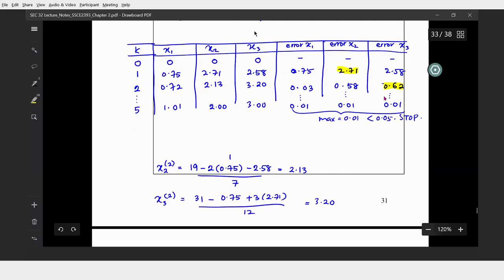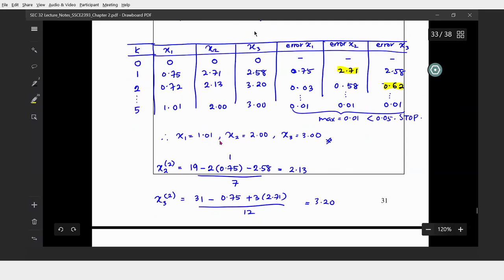But don't forget that at the end you should write your final answer. Therefore x1 equals the latest x that you have in your table, which is 1.01, x2 is the latest x that you have, 2.00, or basically 2, and x3 equals 3. I think the exact solution is most likely 1, 2, and 3. But because of round off during the calculation, we might not get exactly 1 for x1. That is 1.01, but that should be fine.